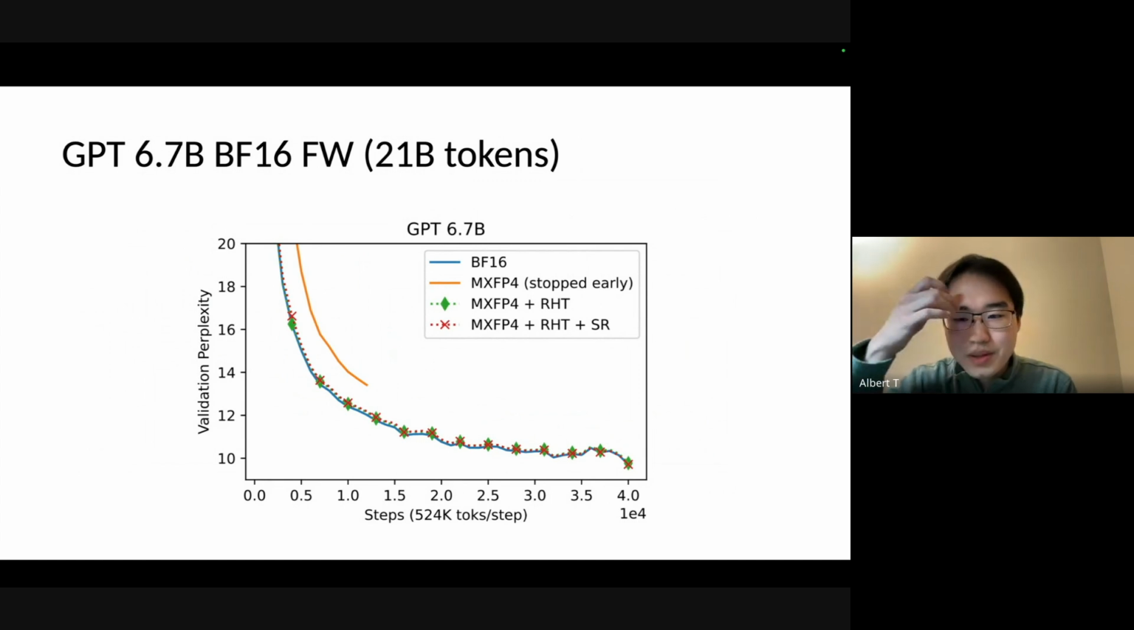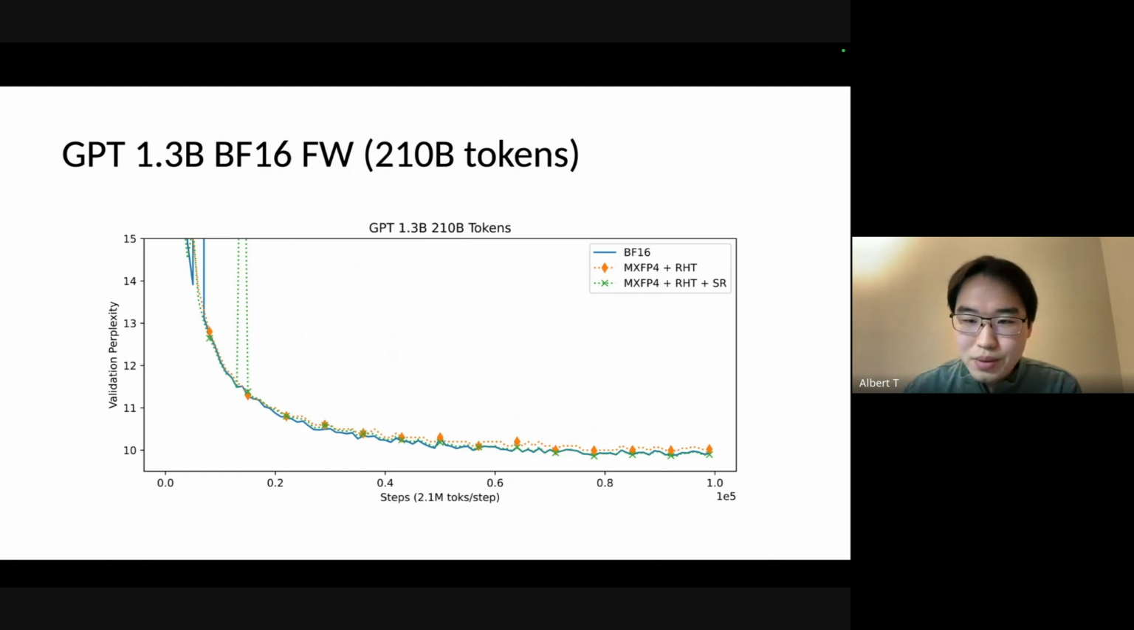This is GPT 6.7b, also the same story. We canceled the FP4 run because training GPT 7b is expensive, and it was kind of obvious that it wouldn't match. But it does scale up to slightly larger models. And finally, here's the big run that I think is the most interesting.